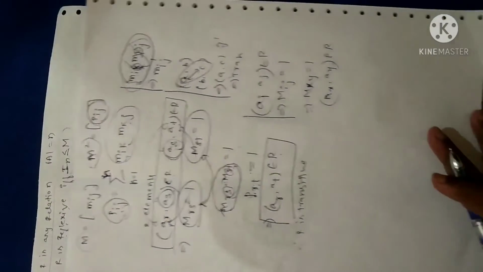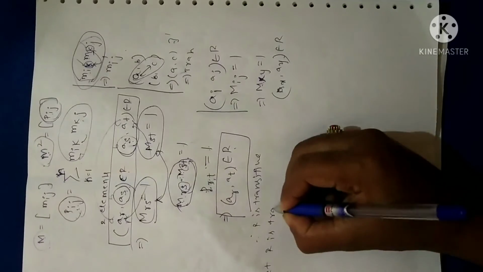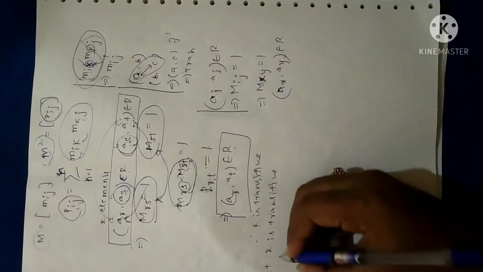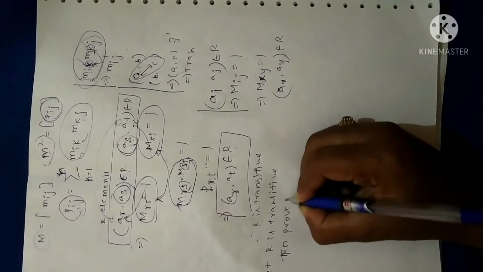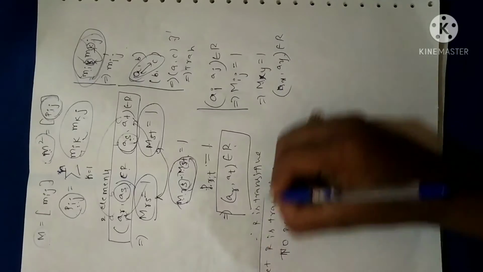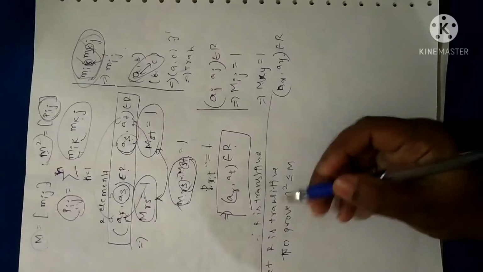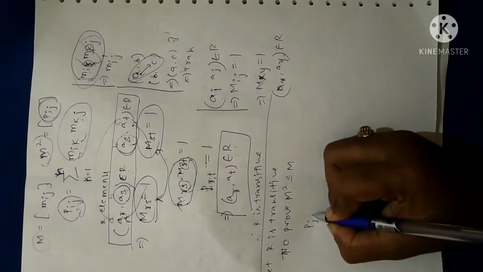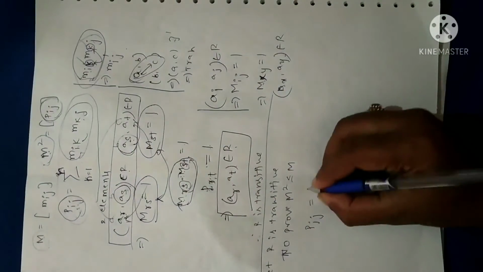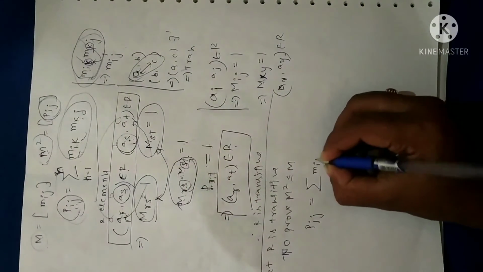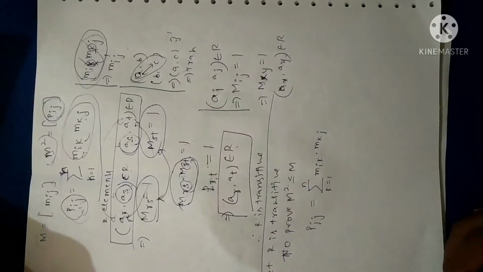Now, I have to prove the converse part. In the sense, let me take R as transitive. Fine. Now we have to prove that M squared is less than or equal to M. The converse part I am going to prove. Now, suppose R is transitive. For any element p_ij, I am using the same concept here. I can express it as the product of m_ik and m_kj. Let me take the same expression, m_ik into m_kj, where k is running from 1 to n.